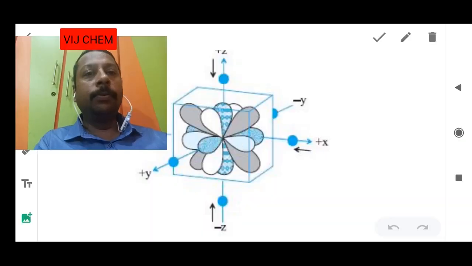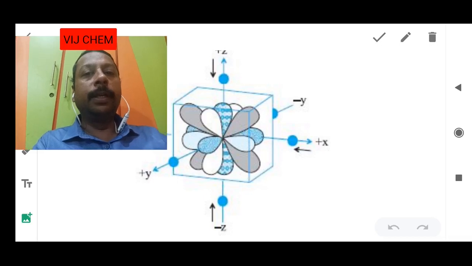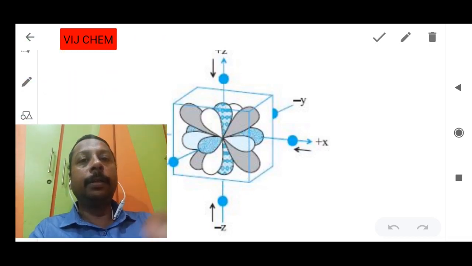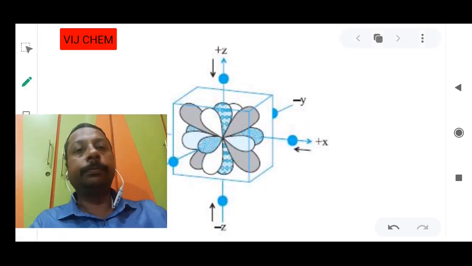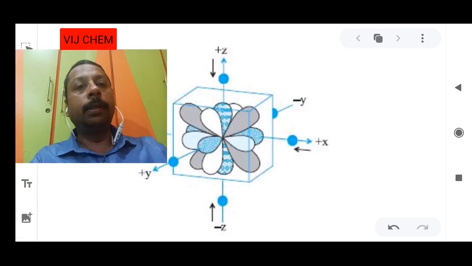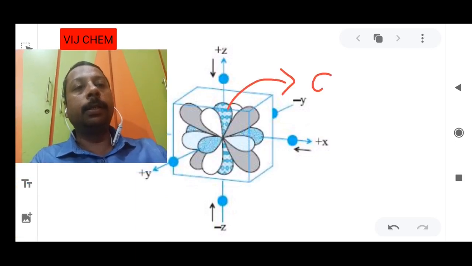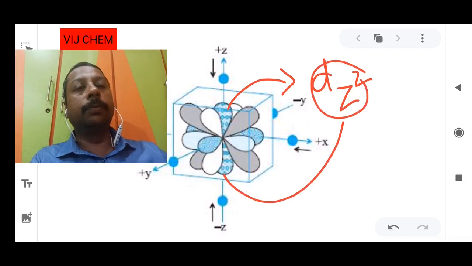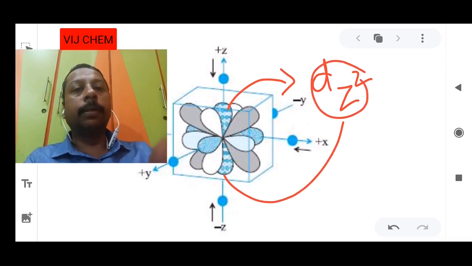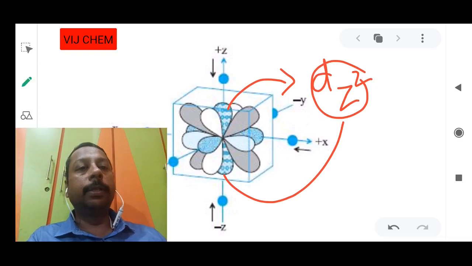Okay, this is how all the five orbitals are visualized together. I will use the marker now. See, this is dz square. This and this completely, they are together. They are called dz square. So dz square you can now visualize, and dx square minus y square.